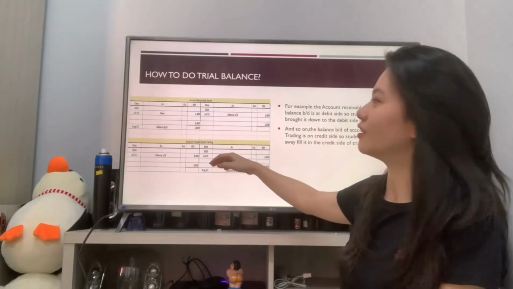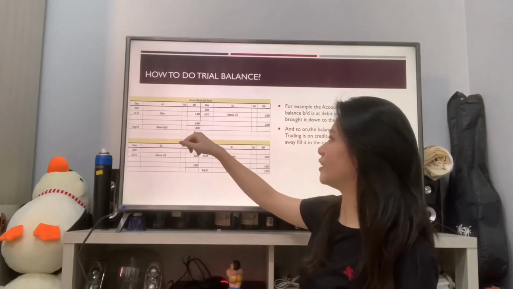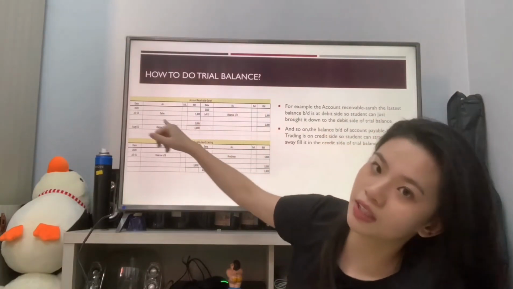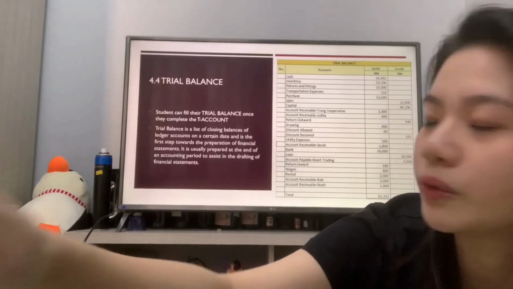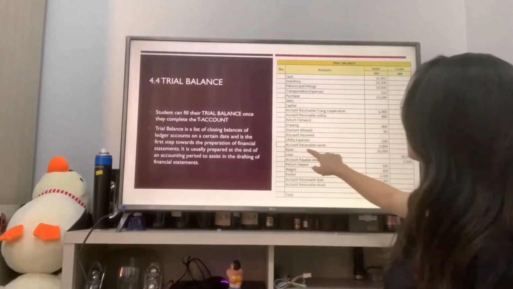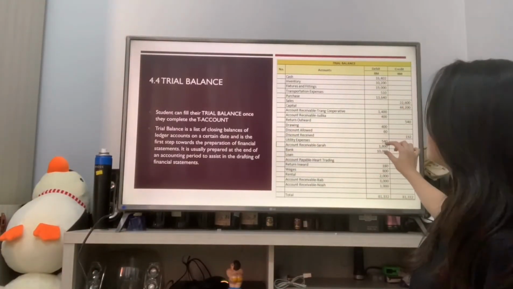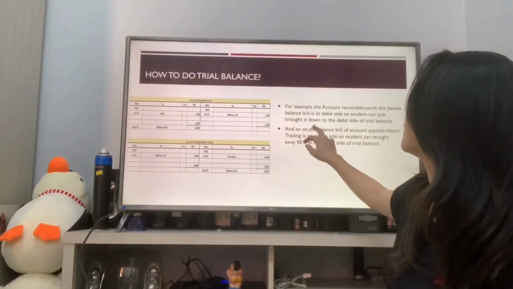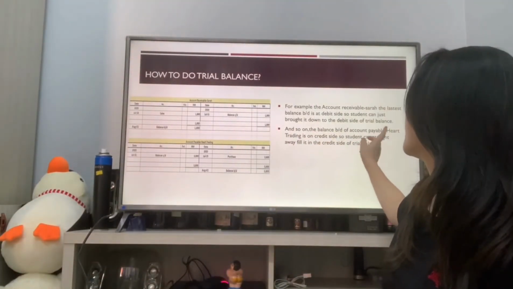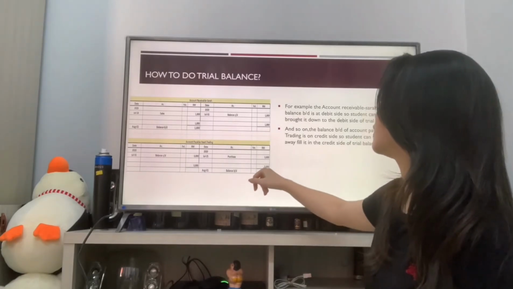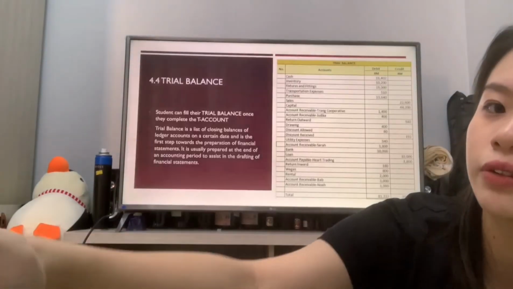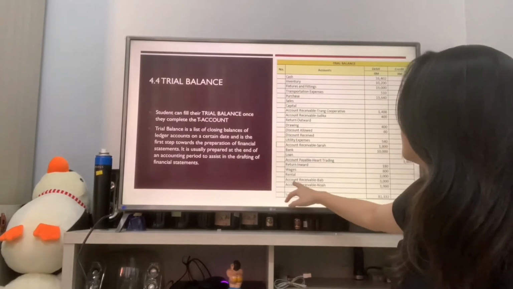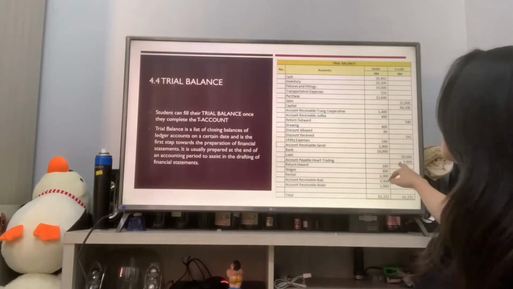The balance of BD is at credit 1,800, so we can just fill it in here in the debit side too. Then, and so on, the trial balance of accounts payable is on the credit side. So same as the previous one, just filling in the credit side too.